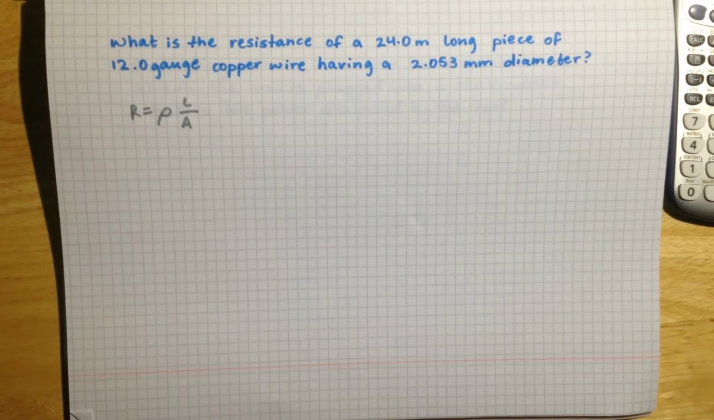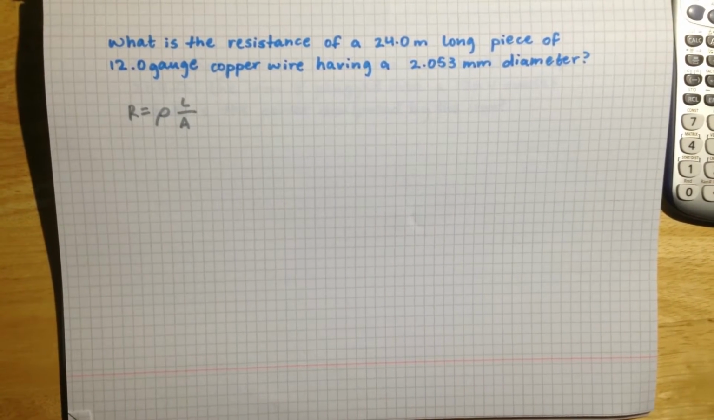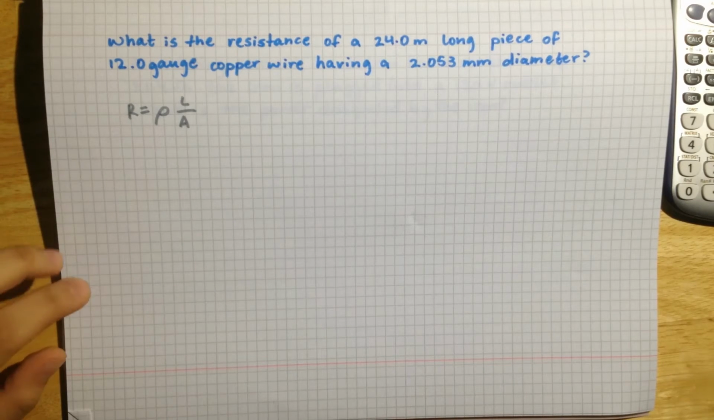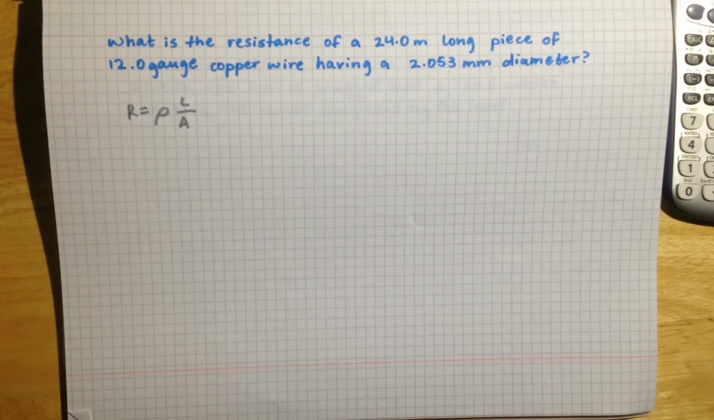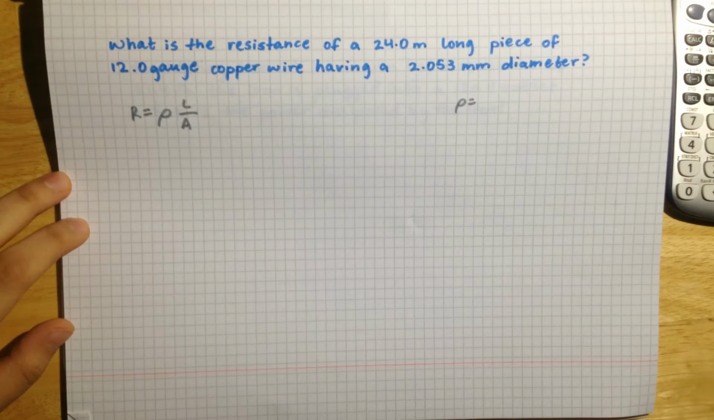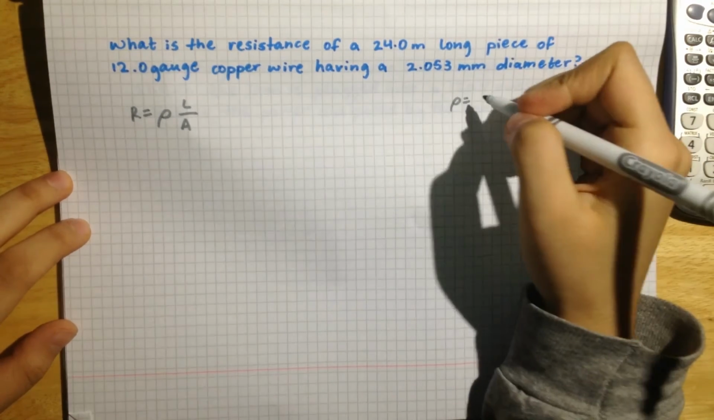And before we start plugging the values into this equation, we are going to have to settle some values over here on the right. So the first thing I want to make note of is that they have given us a 12.0 gauge copper wire, and this is just telling us the resistivity of the wire. And so the resistivity of this particular type of wire is 1.72 times 10 to the negative 8th ohm meters.